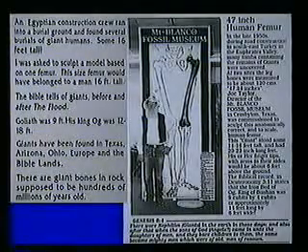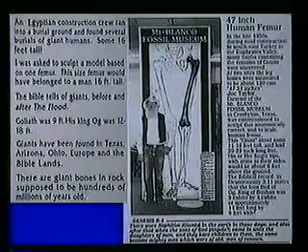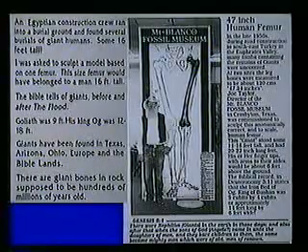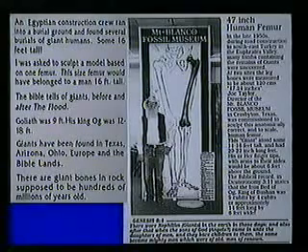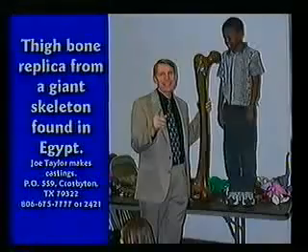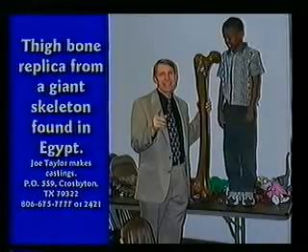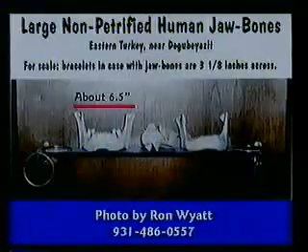Giant skeletons have been found in Texas, Arizona, Europe, Ohio, and in the Bible lands. There are giant bones in rocks supposed to be hundreds of millions of years old. That's the problem, is that stupid evolution theory that hinders people from doing research. Here's a kid standing next to the replica of the thigh bone that was found in Egypt. In Turkey, giant skeletons and giant jawbones are on display right now.